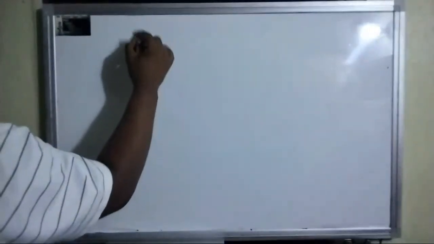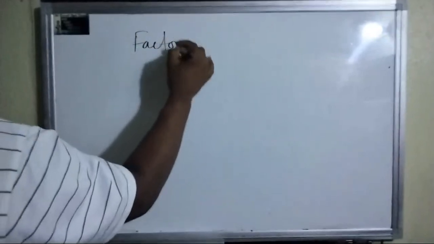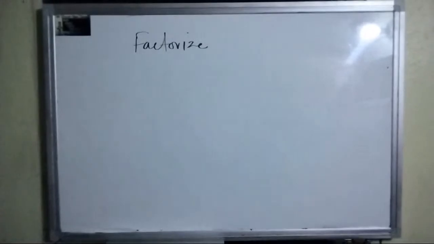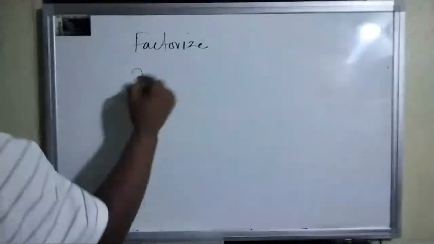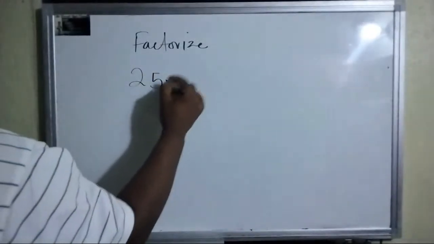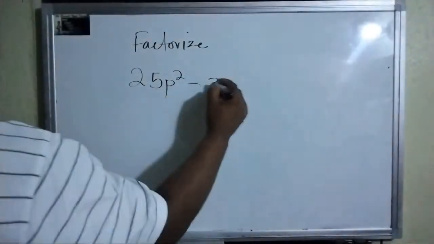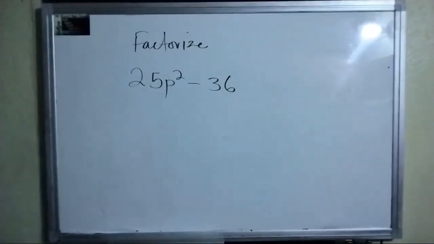Alright, factorize this again. Guys, remember, these are past paper questions. We're not going to stick to one topic tonight, but we're not going to spread it out too much either. So it's 25p squared minus 36. Factorize that, guys. Let's go.